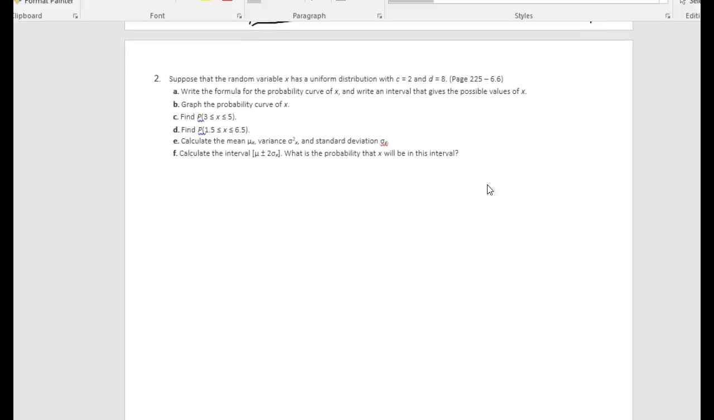Number 2. Suppose that the random variable x has a uniform distribution with c equal to 2 and d equal to 8. This is number 6.6 on page 225. Write the formula for the probability curve of x and write an interval that gives the probability of x values.